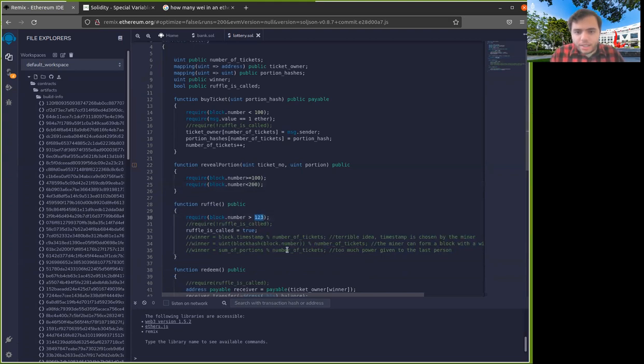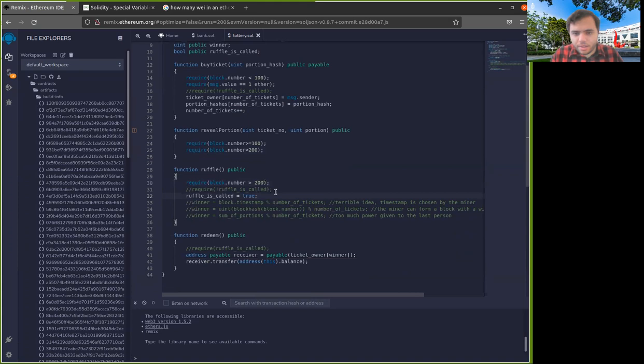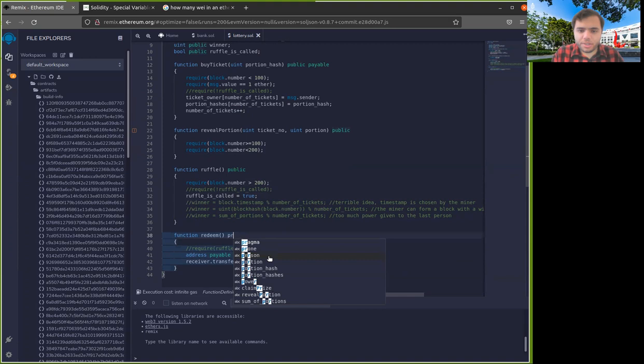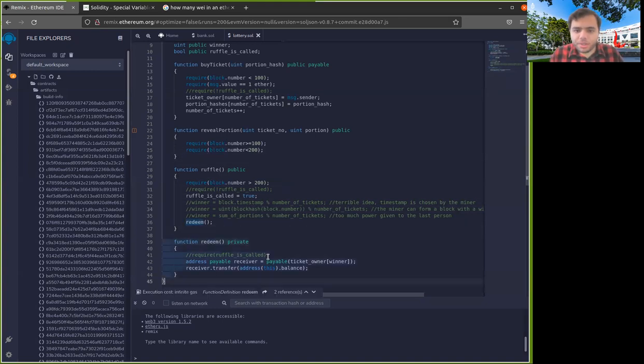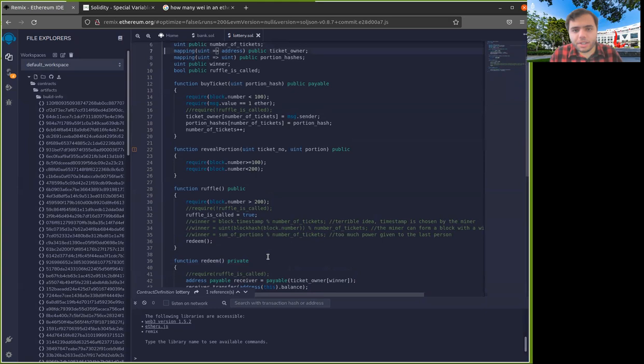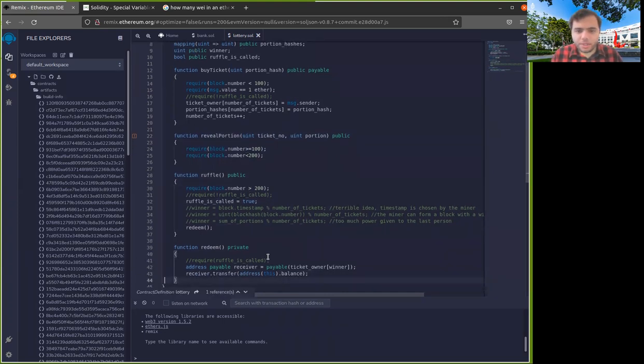And let's say that I can call raffle only after block number 200. And in case of redeem, I can just say this is a private function, and that raffle calls redeem, so that I'm sure that redeem is called only once. I'm just doing this to make sure that the timing is correct. So we first buy tickets, then we reveal our portions, then we do a raffle, and finally we redeem.